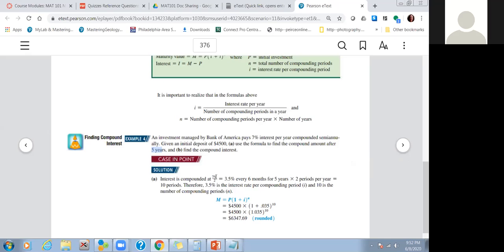We have to find our periodic rate, so we take our 7% divided by the compounding frequency. Semi-annually means 2 times per year. The 7% divided by 2 is 3.5%. Semi-annually, right? Every 6 months for 5 years. So that means it's being done twice every year for a total of 5 times 2 or 10 periods, 10 compounding periods. We plug the 3.5% into our formula as 0.035.